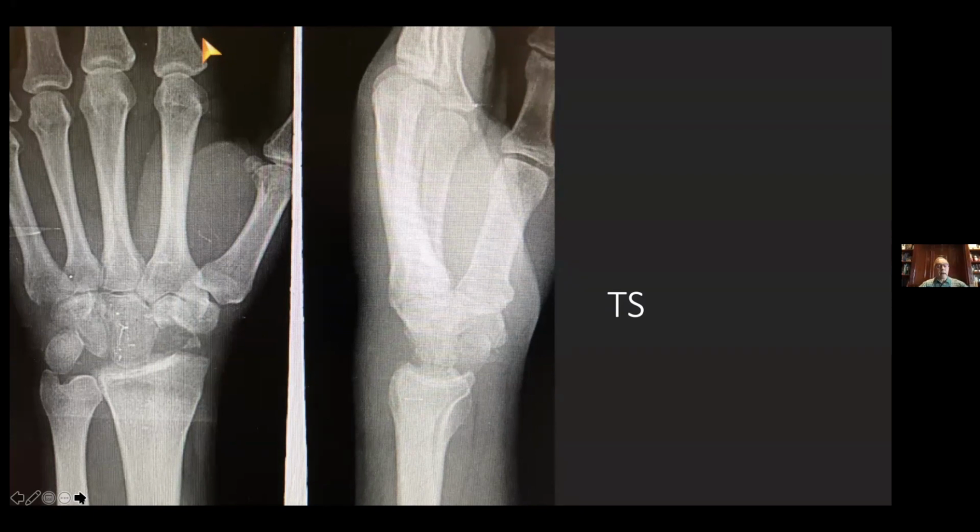So we basically did a proximal carpectomy. Here you can see I was a little more aggressive in taking off the styloid. This is probably too much, but it didn't look like there was still enough ligament intact, evidently, that it's okay.